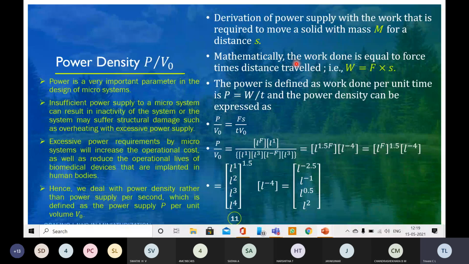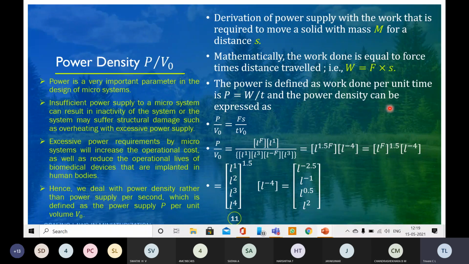So here, when you want to derive the power supply with the work that is required for the mass and distance, let us find out the equation. The work done is equal to force into the distance traveled. The power is defined as what? Work done per unit time. So P is equal to W by T.